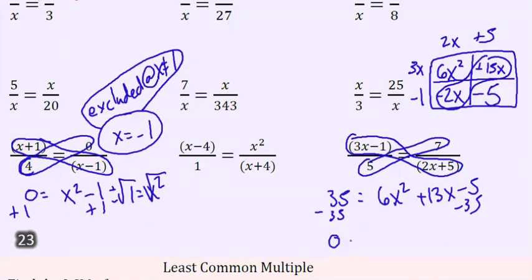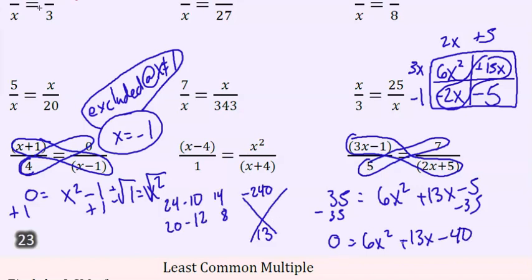So then we get 0 equals 6x squared plus 13x minus 40. It looks like this expression right here is not factorable because 24 minus 10 is 14 and 20 minus 12 is 8, and those are the two factor pairs that are closest to each other, and 13 is in between those two numbers. So let's go ahead and use the quadratic formula to find x.